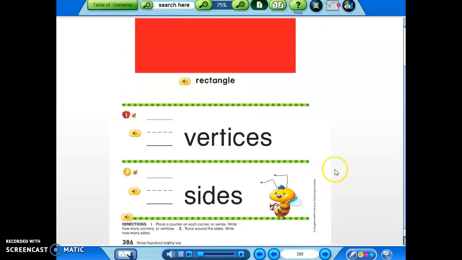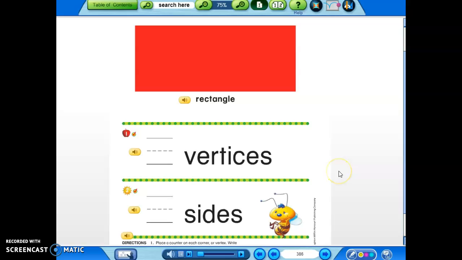When you're done with that, you can open to the inside. A little more practice with the rectangle. It wants to know how many vertices and how many sides a rectangle has. Let's start with the vertices. Let's draw a circle around each vertex on this rectangle.